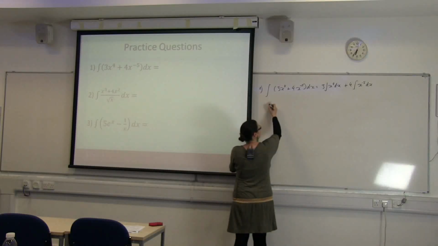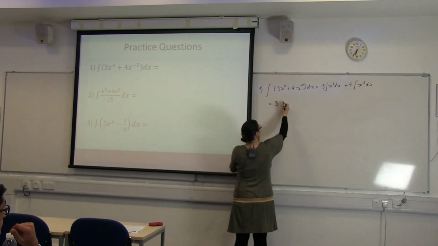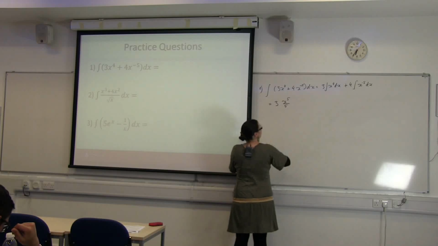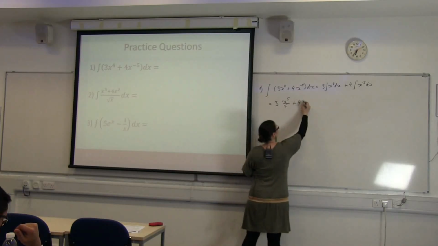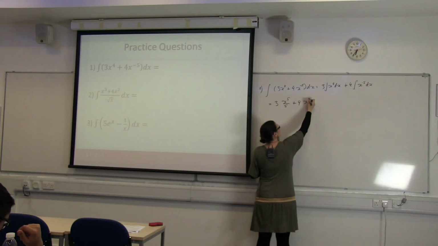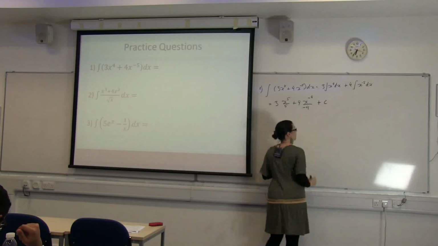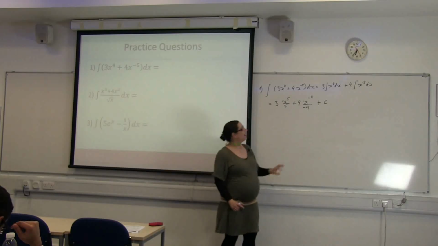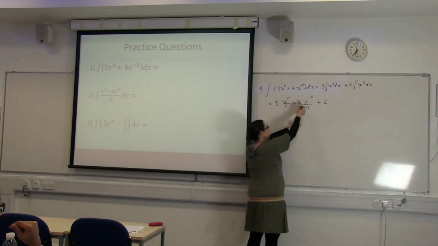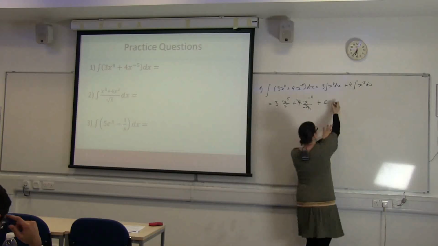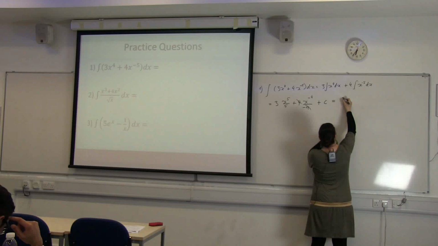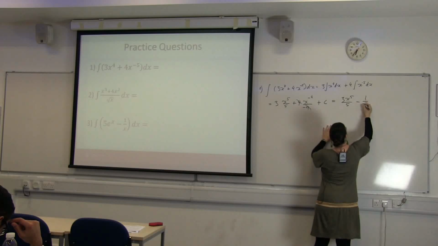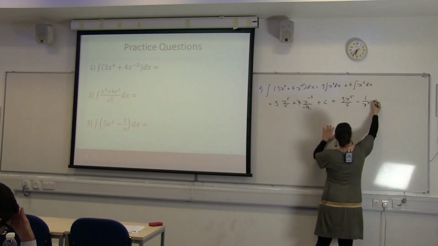So that will be equal to 3 times x to the 5 over 5 plus 4 times x to the minus 4 over negative 4 plus c. Okay? Don't forget the plus c. So what you can see here now is that the 4 cancels out. So at the end, it will look like 3x to the 5 over 5 minus 1 over x to the 4 plus c.